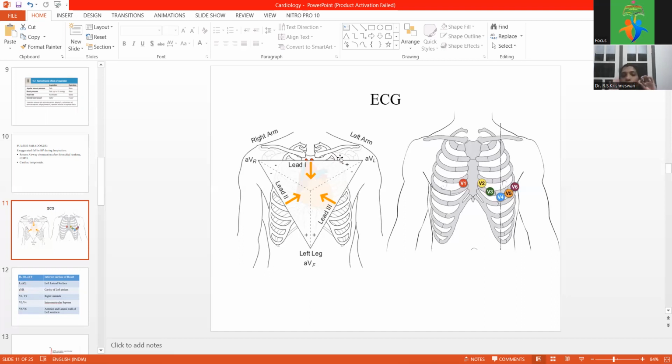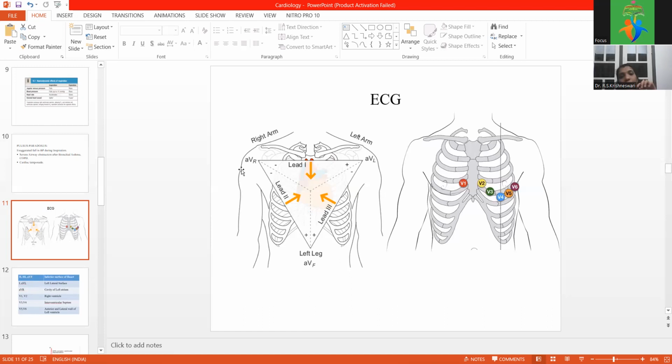So no problem, you just listen. Very, very easy, but it is a frequently asked question. Lead 1 and AVL see the lateral surface of the left ventricle, along the left lateral surface of the heart. Lead 2, lead 3 and AVF see the inferior surface of the heart. AVR sees the left atrium.